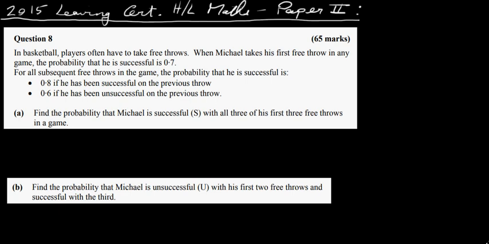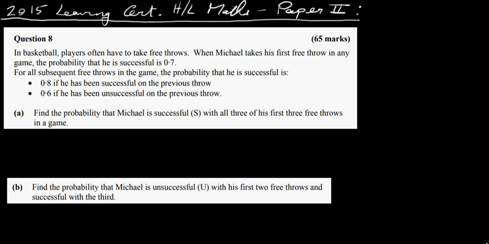Okay, so let's have a look at the 2015 Higher Level Leaving Certificate paper, Maths Paper 2, and we're just going to have a look at question 8. So, first part of this question, well, the question itself generally involves basketball, and in basketball, players have to take free throws.